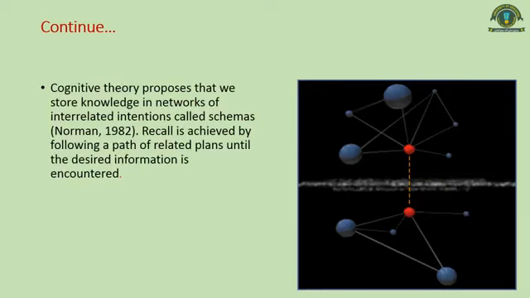Another way of looking at how illustrations help students retain abstract information is their ability to assist in building well-structured schemas. Cognitive theory proposes that we store knowledge in networks of interrelated propositions called schemas. Recall is achieved by following a path of related propositions until the desired information is encountered. Complex and accurately structured schemas facilitate recall by providing many alternate and efficient paths to reach information.